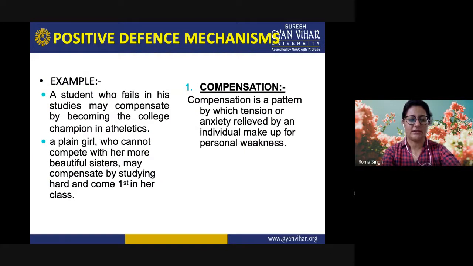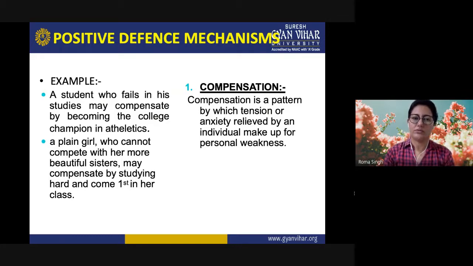So now let us take a look at the positive defense mechanisms, as we have discussed the different structures of personality which take place in our mind. First of all, we will talk about compensation. Compensation is a pattern by which tension or anxiety is relieved by an individual to make up for a personal weakness. It is a pattern in which you relieve your tension by making up for your personal weakness. Let us discuss an example so you will understand the concept better.